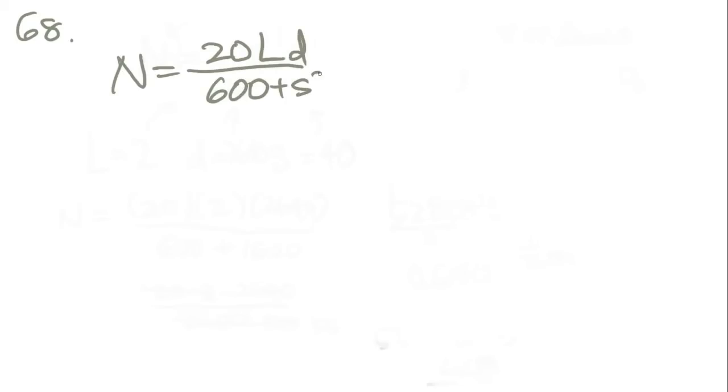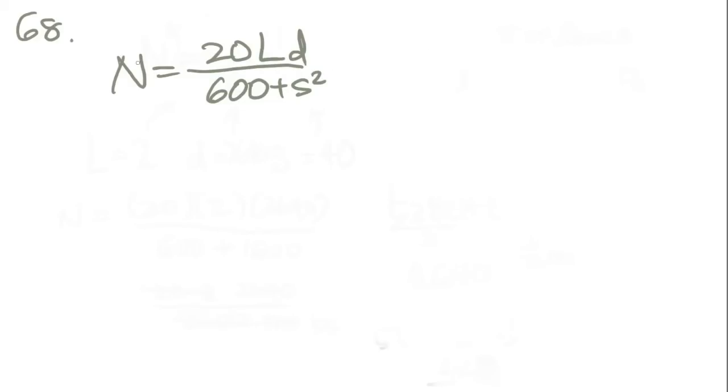Number 68. Number 68 tells us at a certain instant in time, the number of cars n traveling on a portion of a certain highway can be estimated by this formula. N equals 20LD over 600 plus s squared. Okay, so this is going to be a question that is going to require you to keep track of a lot of different variables. Let's list all of them out.